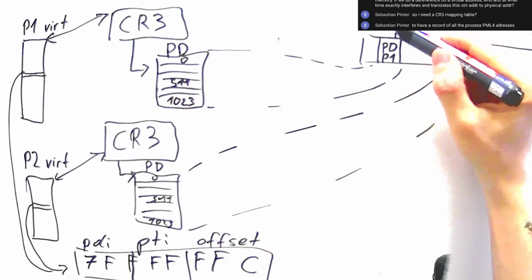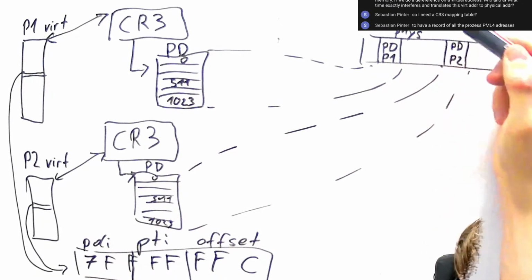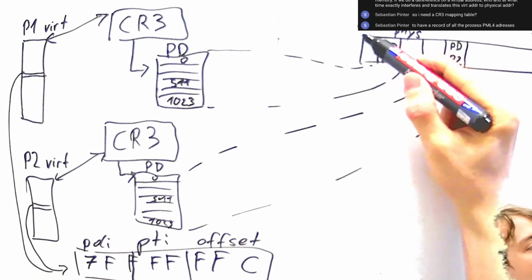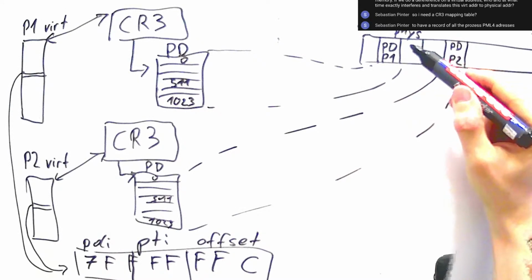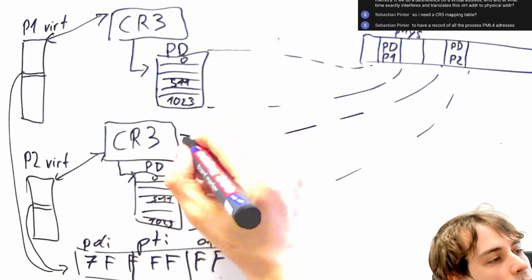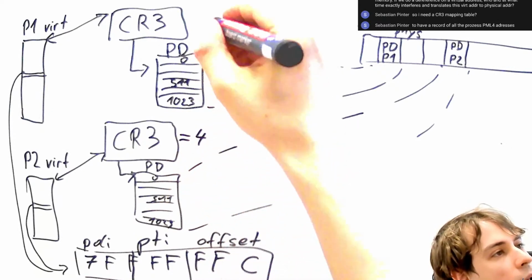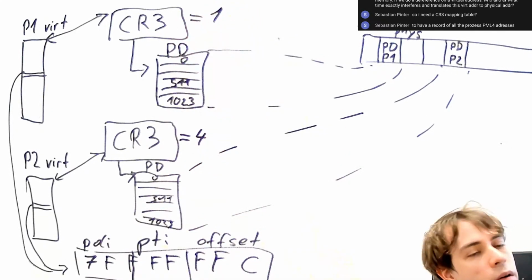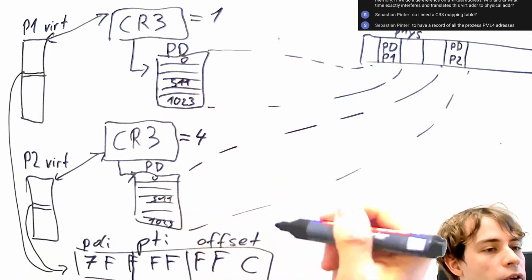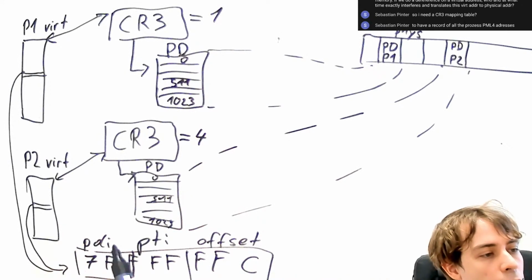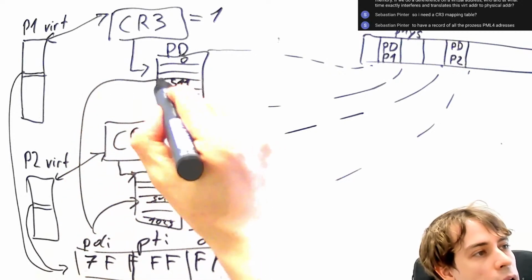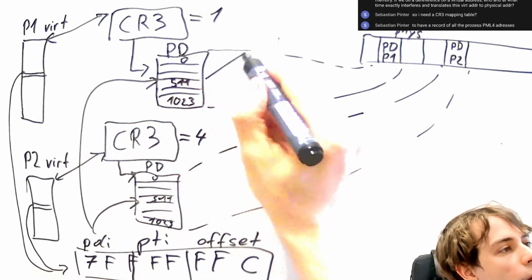Let's say this has the address or the page number 1, and this is the page number 0, 0, 1, 2, 3, 4. So we know that the CR3 here has the value 4, and here it has the value 1. So we get to different page directories, and they have different values in there. Now we take the page directory index, we pass it onto here and here. And now we will take a look at these entries.